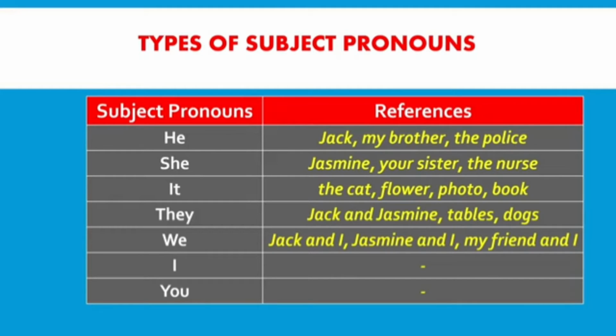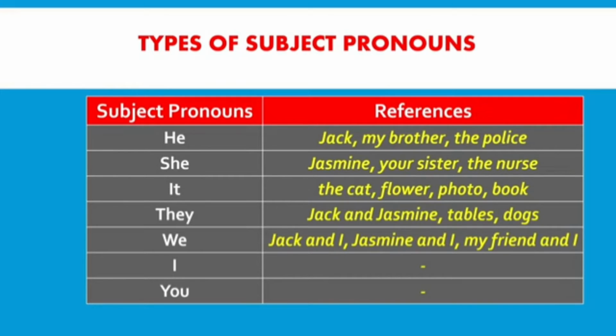Just for example, when we want to use the subject pronoun he, the other references that can be used to replace he is, it could be Jack, my brother, the police, and so on. There are so many things. As long as it is one person and it is a male, a boy or a man, then you can use he. The same thing goes to she. When you want to use she, it must be one person and that person must be a girl. For example, Jasmine, your sister, the nurse.